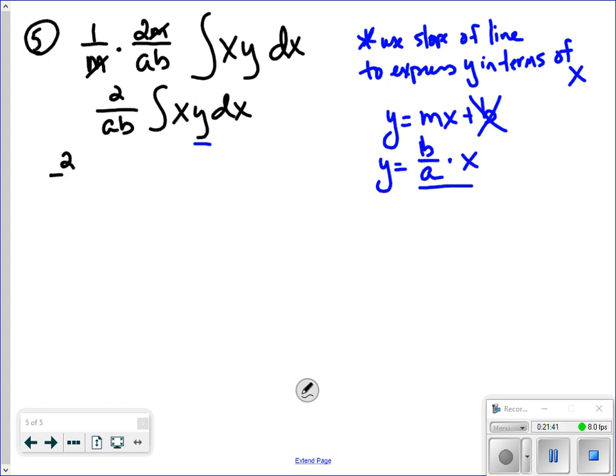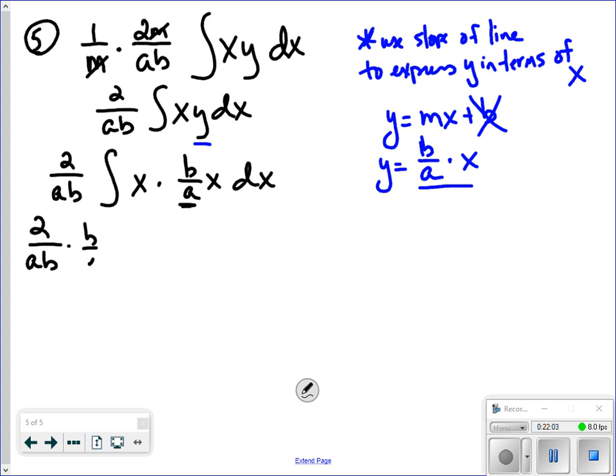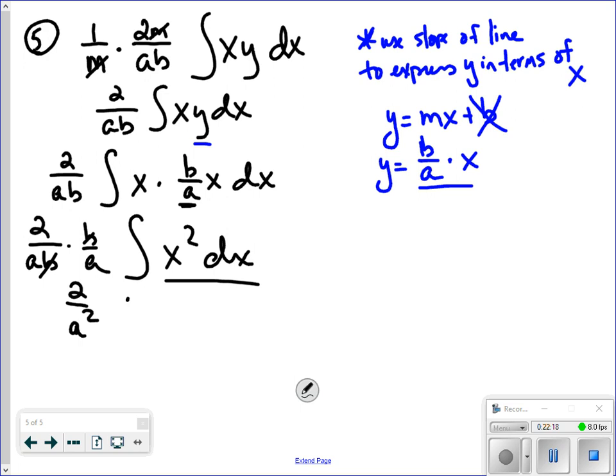I'm going to say 2 over ab integral, and we're going to say x times (b over a)x dx. Now I know that b and a are constants, so again, I'm going to pull them out. 2 over ab times b over a, and I'm going to be left with x squared dx here. Now this part is looking pretty good. These constants, my b is going to go away. I'm going to get 2 over a squared integral x squared dx.